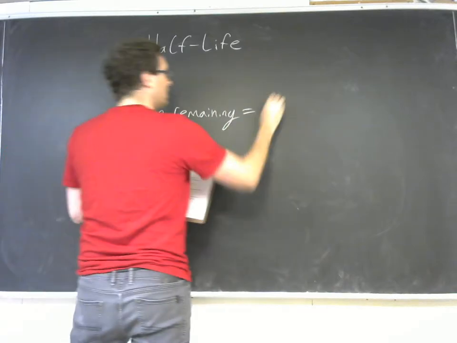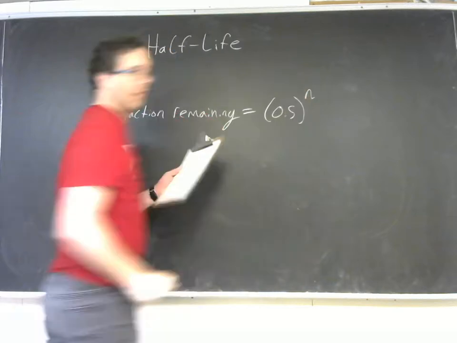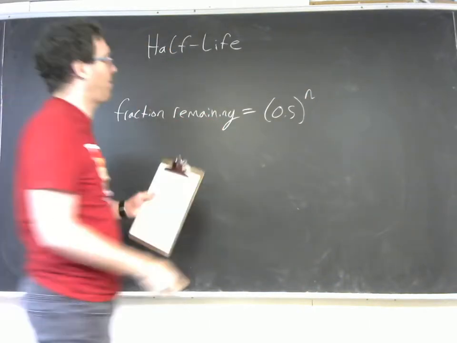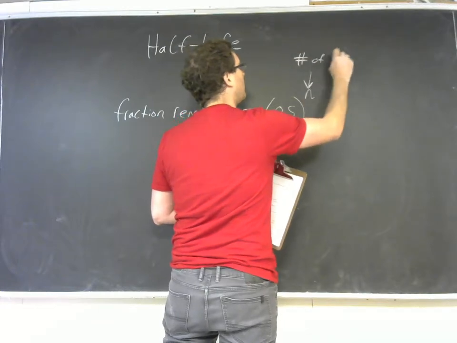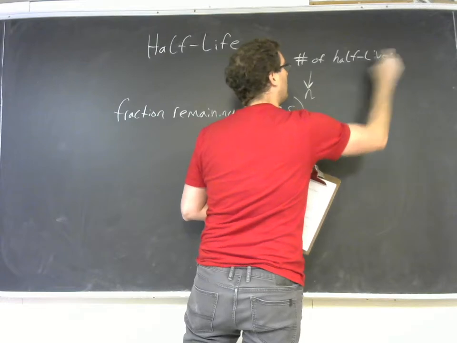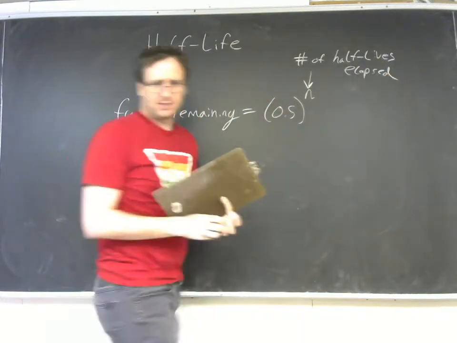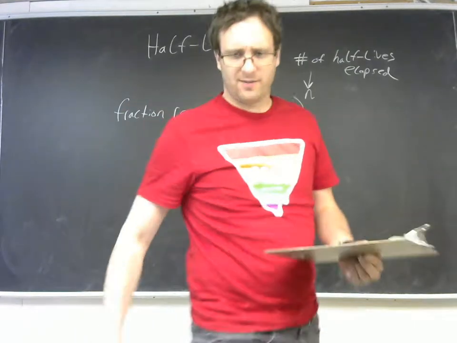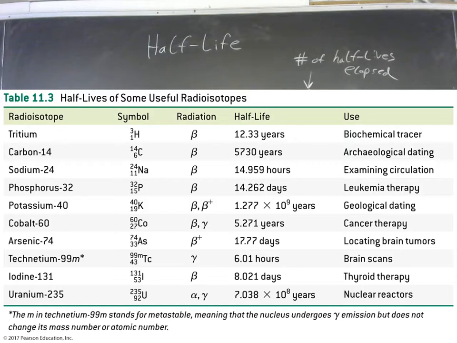is going to equal 0.5 raised to the nth power. N is the number of half-lives elapsed. Okay, the number of half-lives that have elapsed. So let's look at a table of half-lives, and we'll pick something out here, and we'll just make a good little problem.